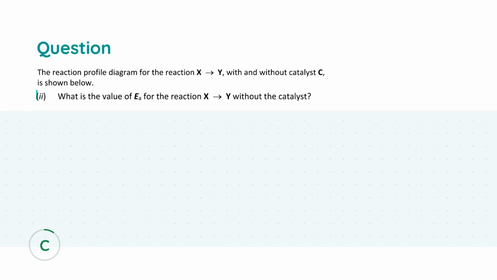So having a look at part 2 now of C, we're going to be working with a diagram in this case. And what we're told is that the reaction profile diagram for the reaction X to Y with and without a catalyst C is shown below, and we're going to have a look at that in a minute. And basically what we're being asked is, what is the value of EA, or the activation energy, for this reaction without the catalyst? So it's important to note that we're being asked what is the activation energy for this reaction without the catalyst.